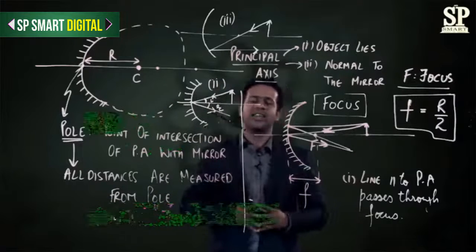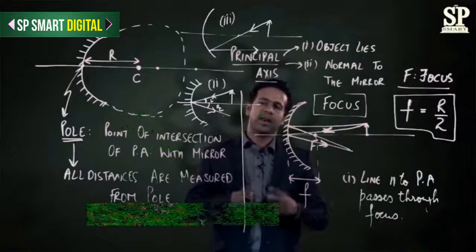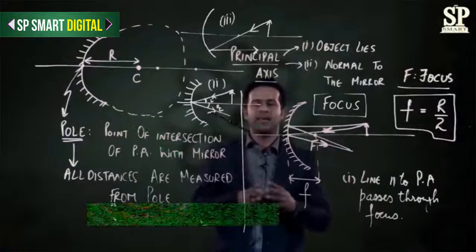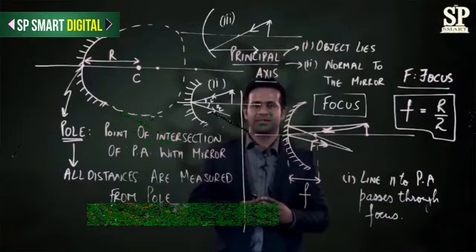So this property of a concave mirror is used for heating purposes. We will discuss these things again in detail next time when we derive an expression which relates the image distance and the object distance. Thank you.